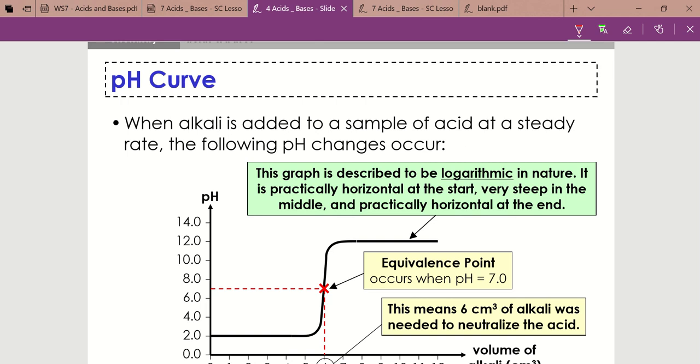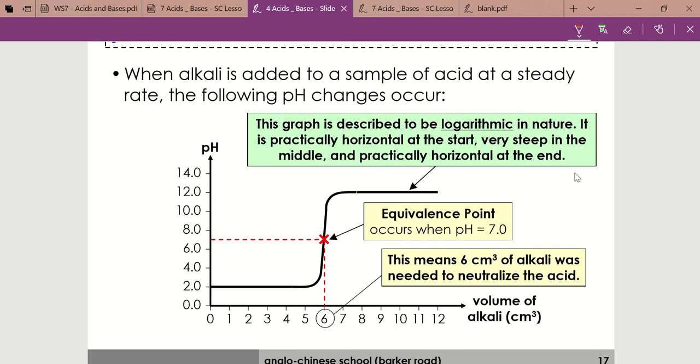So the last portion of our lesson today is on the pH curve. A pH curve is basically a graph that shows the change of pH against the volume of alkali required to neutralize a known volume of acid. I can have the opposite as well, where I'm trying to find out the volume of acid required to neutralize a known volume of alkali. Okay, so our context over here is the titration setup, the titration process.